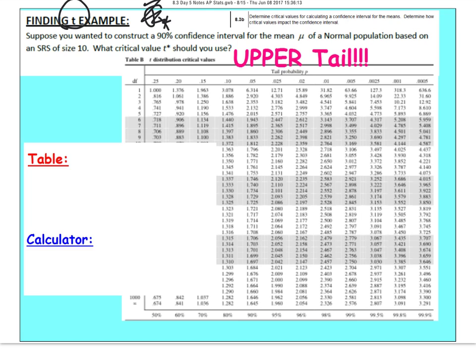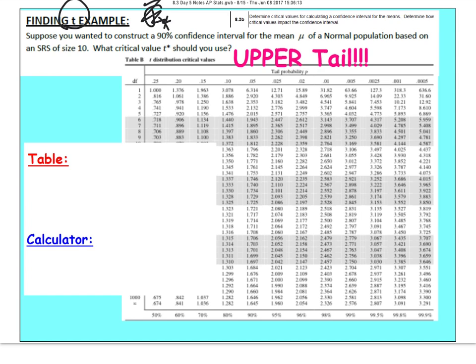In this example, suppose you want to construct a 90% confidence interval for the mean of a normal population based on an SRS of size 10. What critical value t star should we use? Now, it does say it's a normal population. Remember, the t looked like the z distribution, so it's approximately normal. It's just that we don't know the standard deviation of the population.